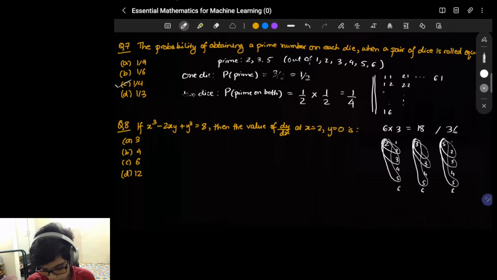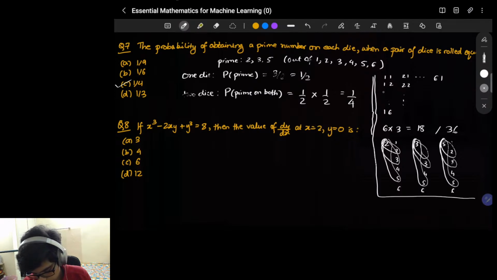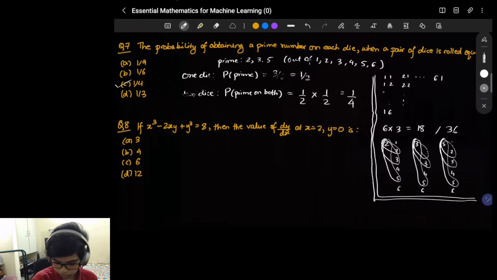Yeah, if you want to exclude the ones in which both are coming, then you would need to subtract 9 from this. So then that would be 18 minus 9, that is 9 divided by 36, which is 1/4. That would be the case in which you want to exclude the case in which both the dice are having prime numbers. Ha, only one of them is having prime.